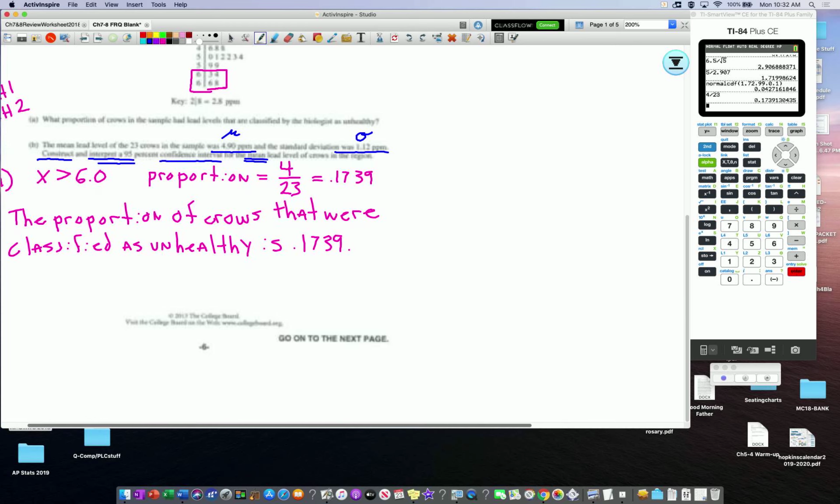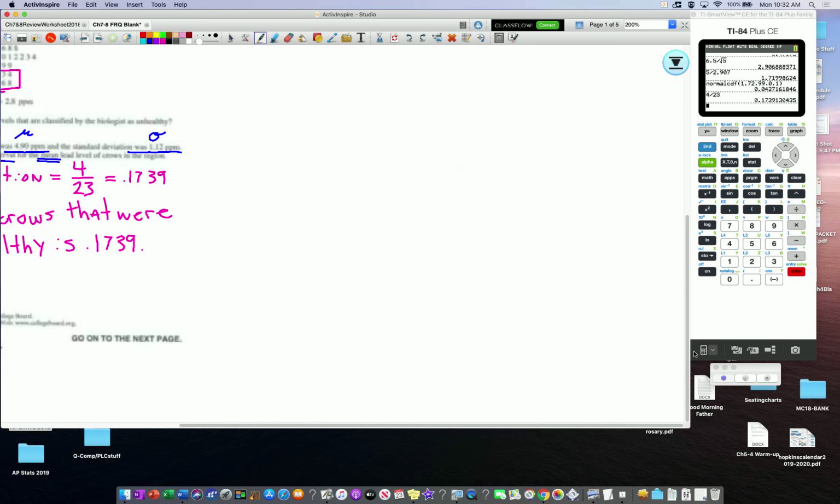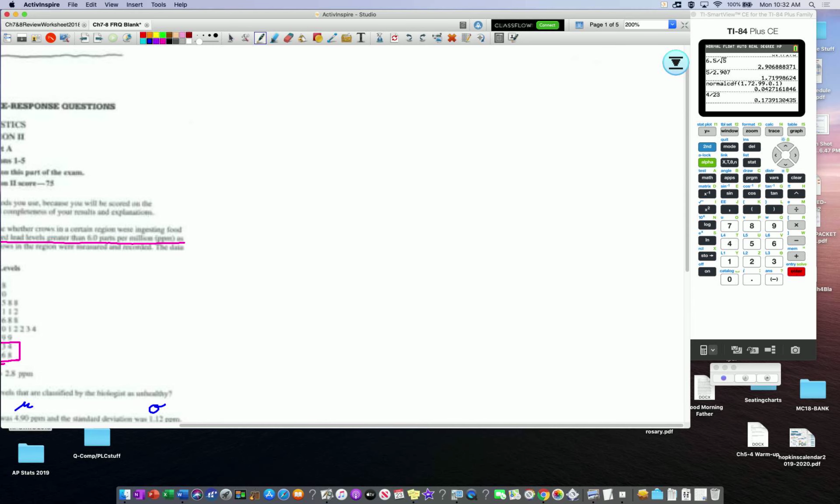So I'm going right to this whole 4-step process. I'm sliding it over here, and I'm going to start over here at the top for B. State, plan, do, conclude for this problem. I always like to start with the state. So we want to construct a 95% confidence interval for, now this is where you have to put it in the context of the problem.